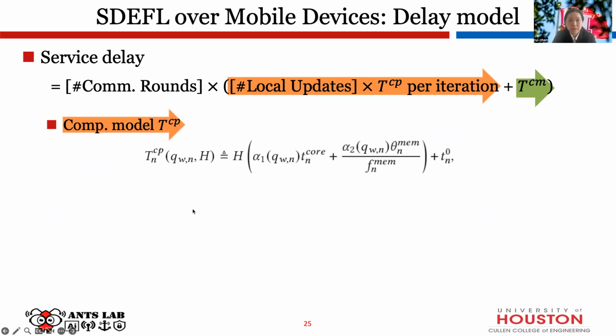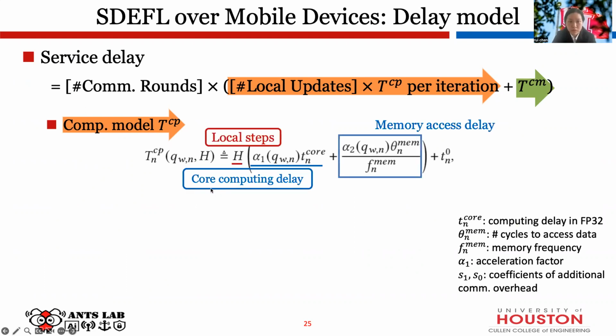In this paper, we consider the computing delay for GPU devices. Hence, it includes the core computing delay to do the computation, plus the memory access delay to fetch the data and the model weights. And since we are using weight quantization in the local training, we define the alpha function, and the alpha2 function is a linear function of the weight quantization according to NVIDIA's documents.